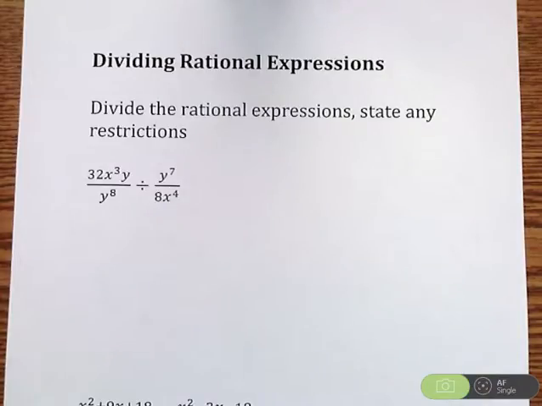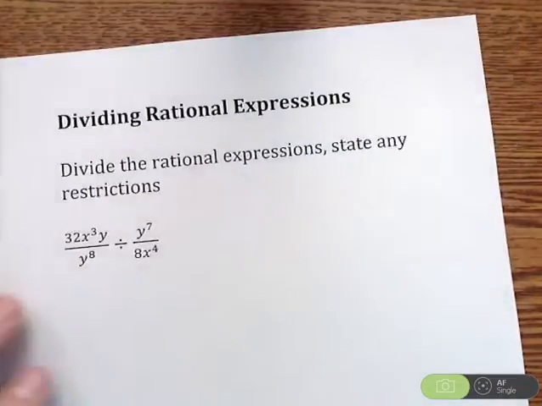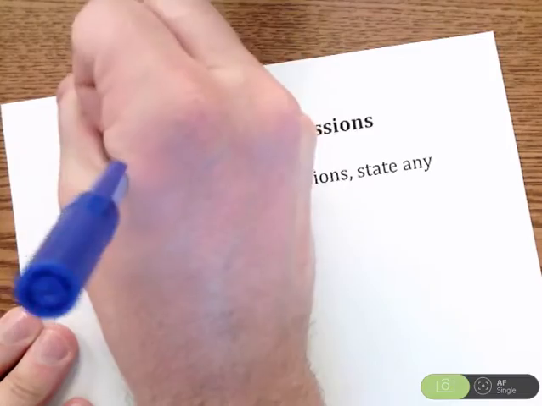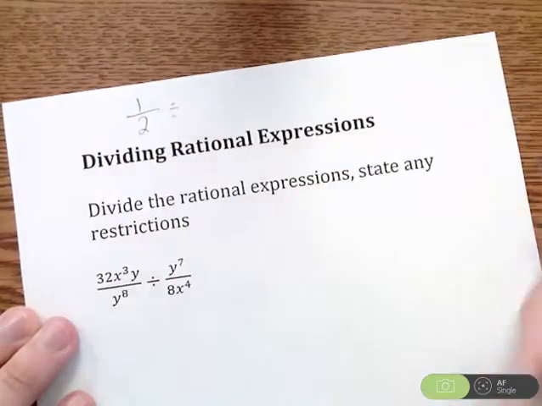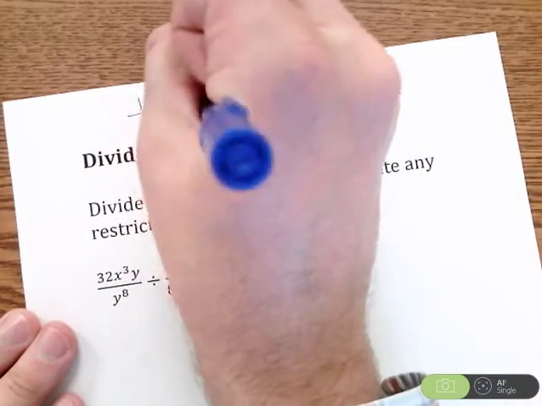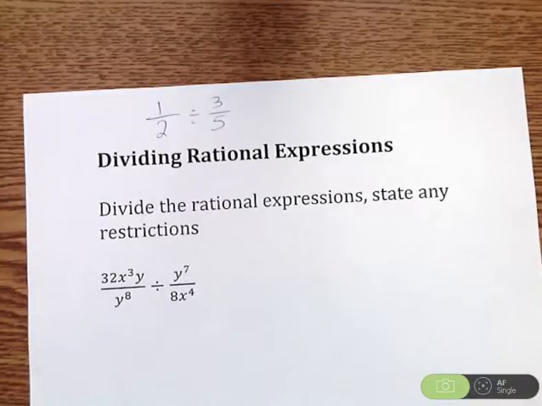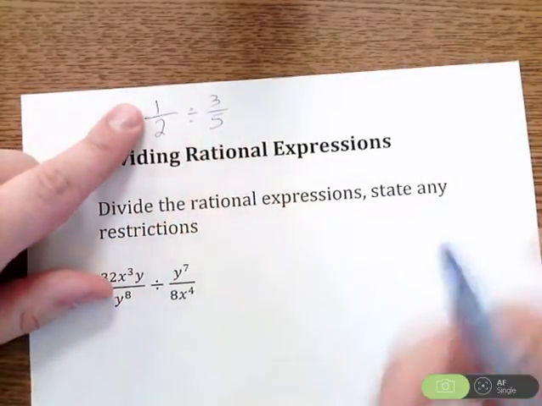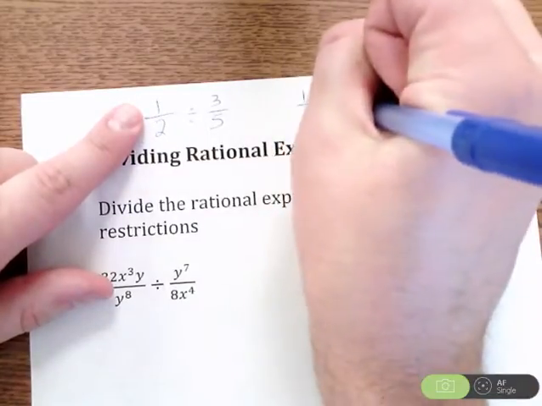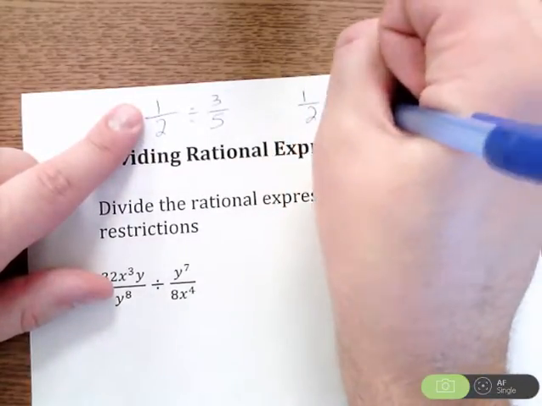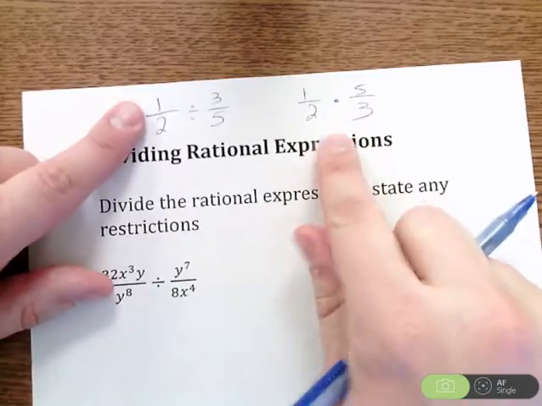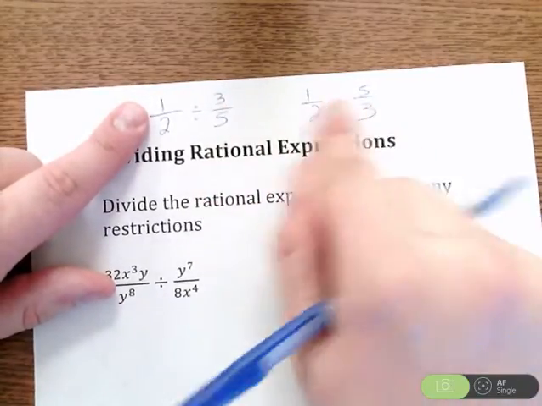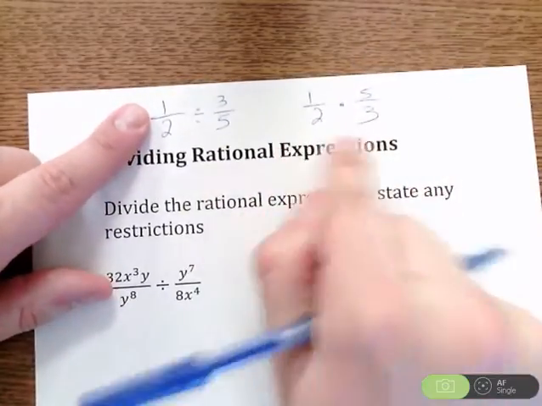All right, I'm going to review dividing rational expressions. Before we get there, let's talk about the most basic case. Back when we did basic fractions, like 1/2 divided by 3/5, whenever we wanted to divide two fractions, we took the divisor, whatever we're dividing by, and flipped it, or took the reciprocal, and changed it to multiplication. So 3/5 is now 5/3, and it became multiplication.